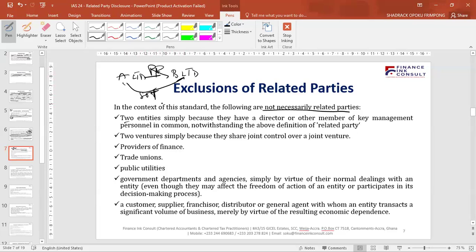Do we agree? Or you think that by virtue of them having a common director, automatically they are related parties? No, not necessarily. Okay, not necessarily.